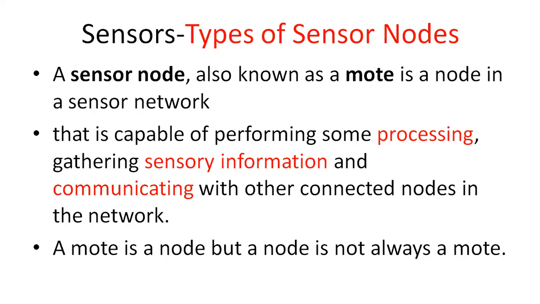Here, coming to the first important one, sensors. In the sensors, the types of sensor nodes. The best thing here is that you have to first know what a sensor node is. A sensor node is also known as a mote. What is a mote? A mote is a node in a sensor network. The sensor network consists of different sensors and their communication, wireless sensor networks.